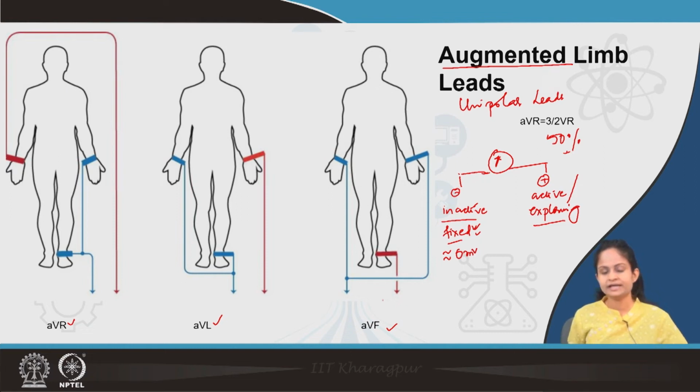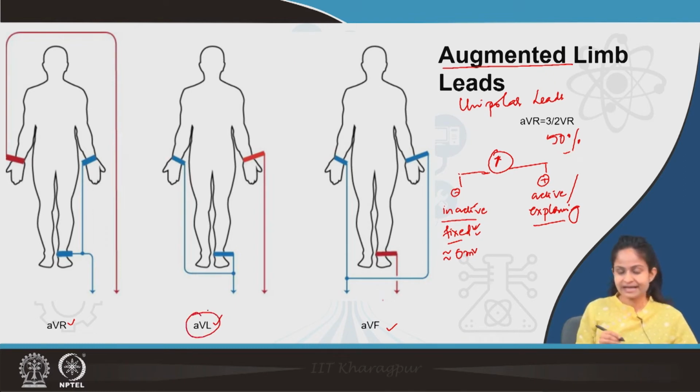Suppose in the limb lead we get a voltage of 10 millivolt at the right arm, then by augmentation we will get 15 millivolt at the right arm. So, this 15 millivolt is the augmentation done. This augmentation is done for prominent recording. How this augmentation is done, we will see with this AVL.